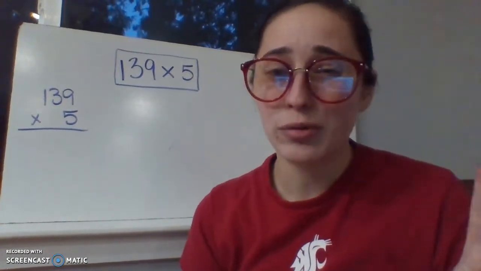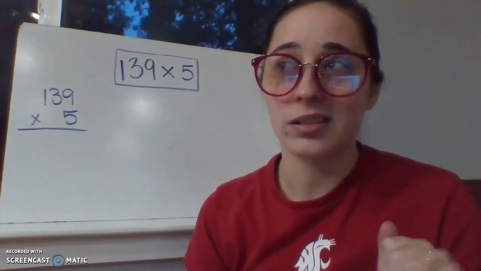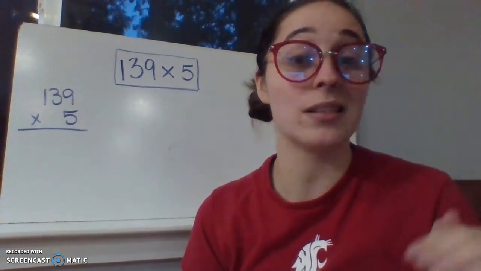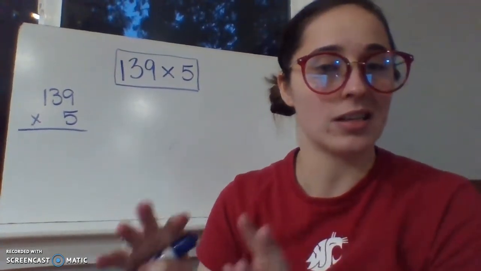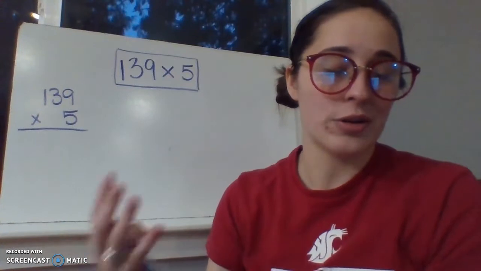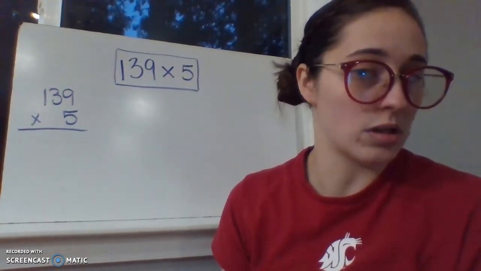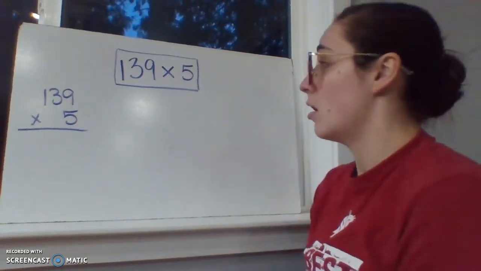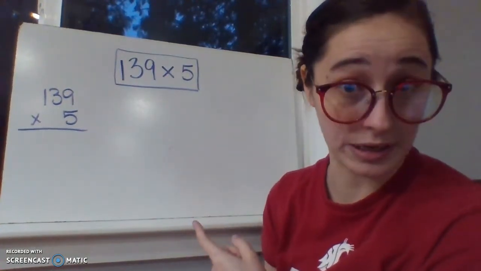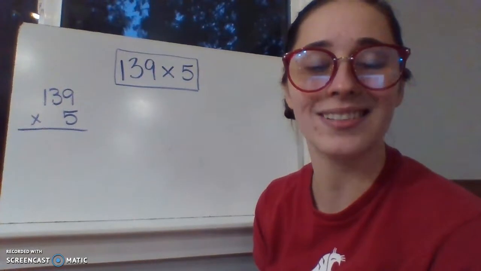I'm going to show you two versions of the standard algorithm for multiplication. One is the expanded version and one is the condensed traditional version. There's benefits to using both, so I encourage you to use which one makes the most sense to you, okay? All right, for our first example, we have 139 times 5.